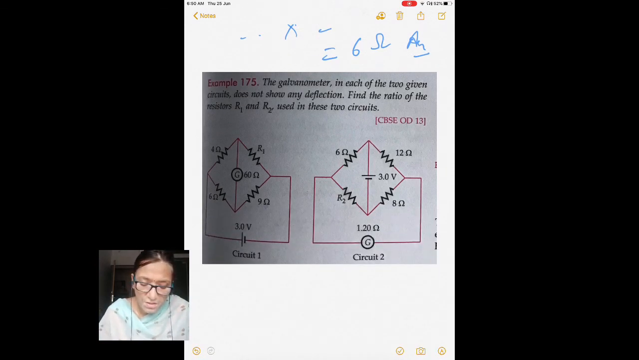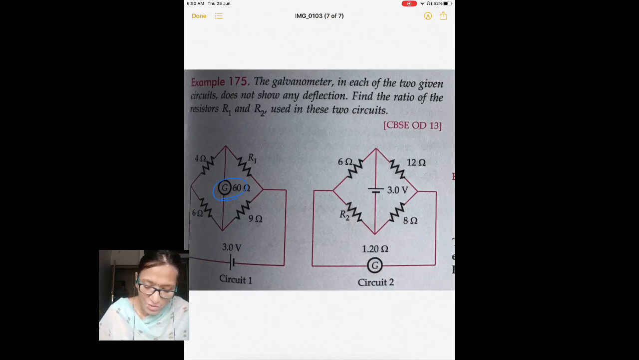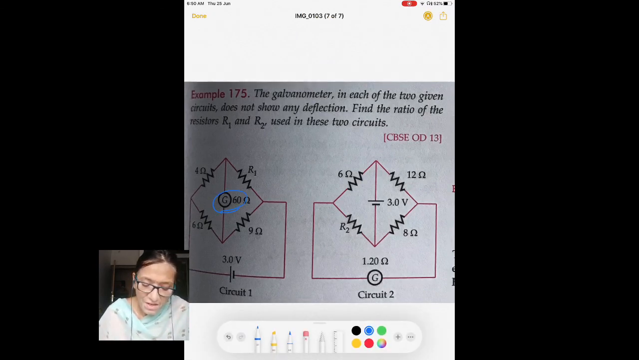In this very question, the galvanometer in each of the following two circuits does not show any deflection. So it is clear that no current is flowing through it in each of the two circuits. Here also no current, Ig is equal to 0. Find the ratio of resistances R1 and R2 used in these two circuits. So you have to find the ratio of resistances R1 to R2. From here you will be finding R1, and from here you will be finding R2, and then you will find the ratio of R1 and R2.